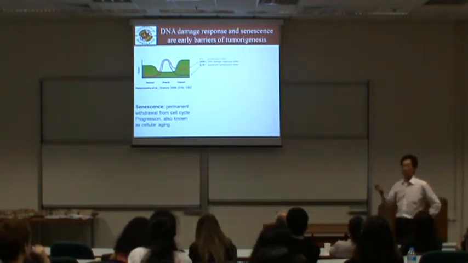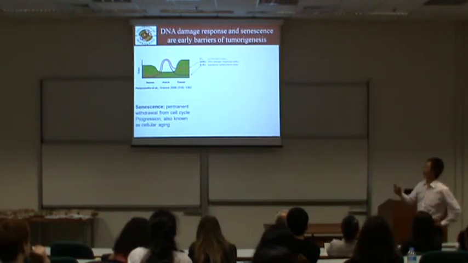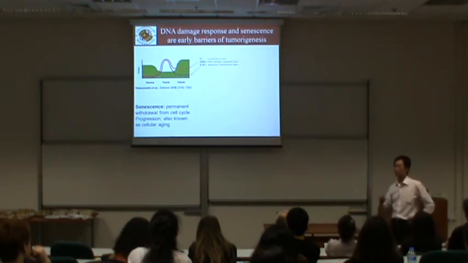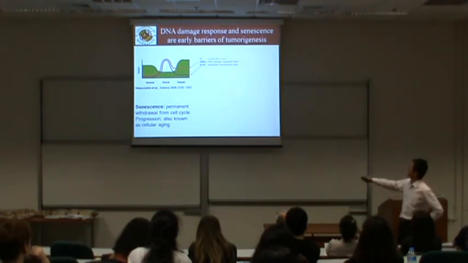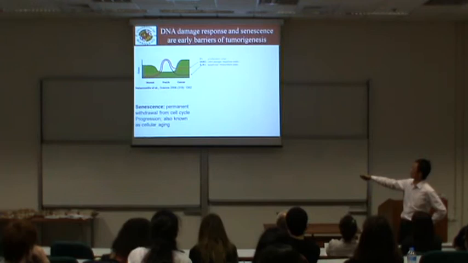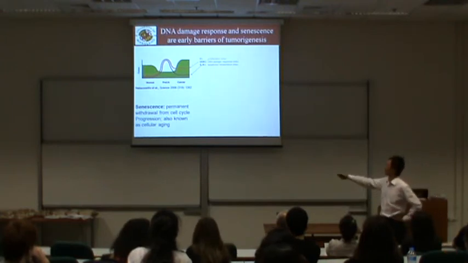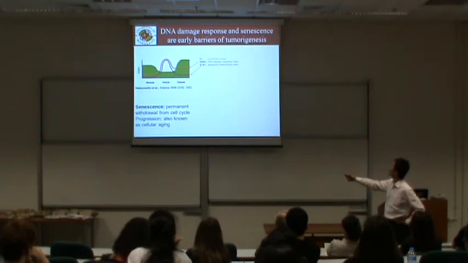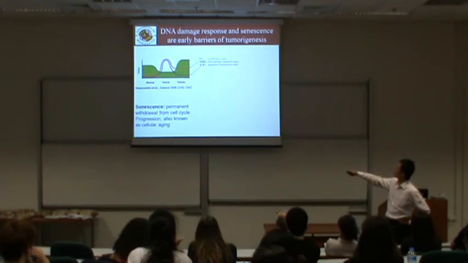Beginning from 2005, in the DNA damage field, they began to conclude that the DNA damage response and senescence are the two critical events that happen at the early stage of tumorigenesis. This group participated in some of the key findings. In one of the review papers they published, you can see the stages of tumorigenesis, from normal cell to precancerous and then cancerous cell.